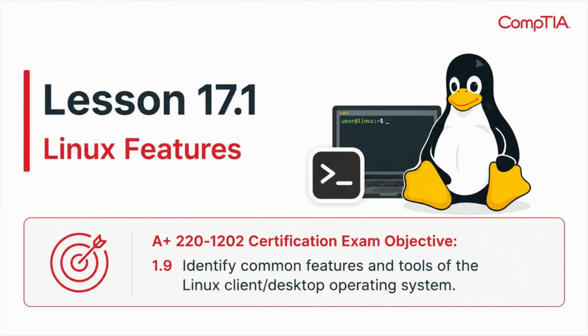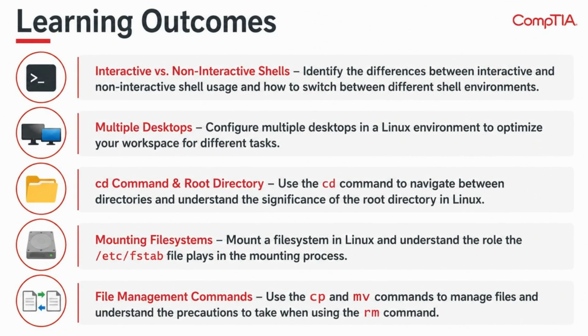Lesson 17.1, Linux Features. This lesson maps to A+ 220-1102, Objective 1.9: identifying common features and tools of the Linux client and desktop operating system. By the end of this lesson, you should be able to answer: what's the difference between interactive and non-interactive shell usage, and how do you switch environments? How do you configure multiple desktops in Linux? How do you use cd to navigate directories? And why does the root directory matter? How do you mount a file system? And what role does /etc/fstab play? And how do you use cp and mv, along with precautions for rm?